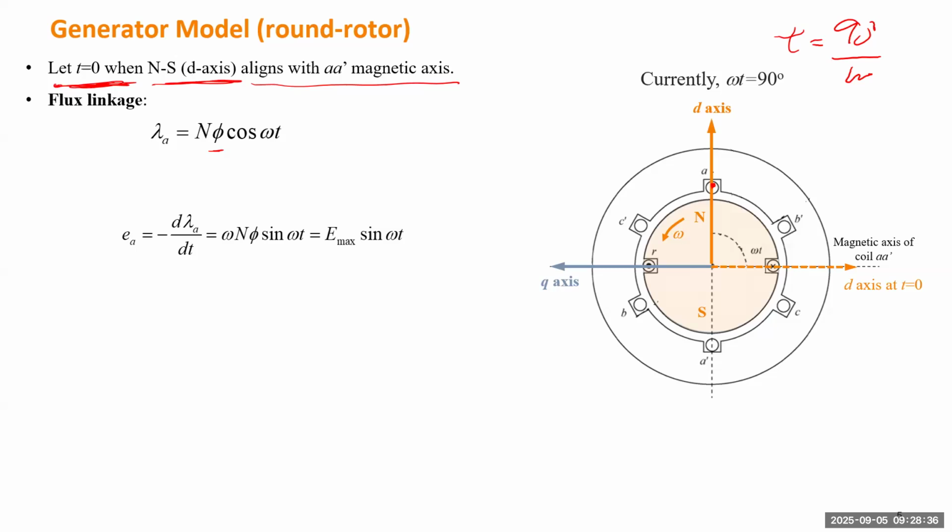Next we can calculate the induced voltage of only winding A. So EA is the induced voltage for winding A. For the B and C windings, you will have other values, so they will have a 120 degree displacement.